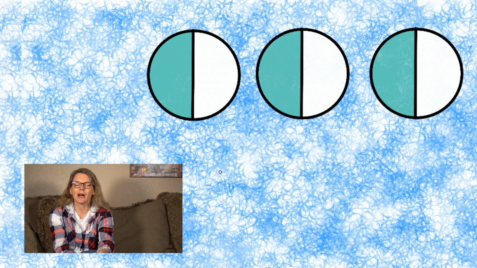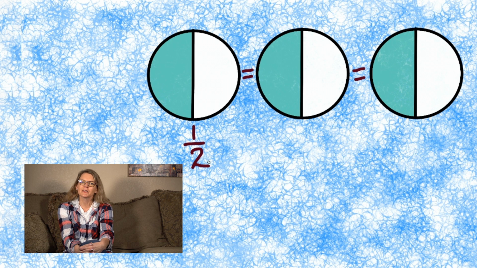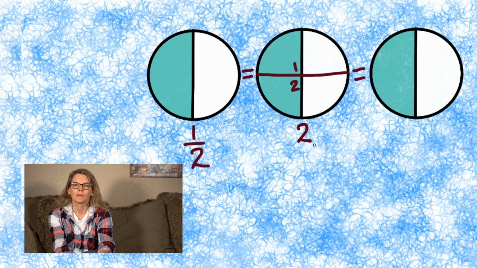All of these circles have the same amount shaded. The fraction of the first circle is 1 shaded over 2 total, or 1/2. The next circle is also 1/2, but watch as I slice each section into 2 pieces. Now there are 2 pieces shaded with 4 total pieces, so we have 2/4.